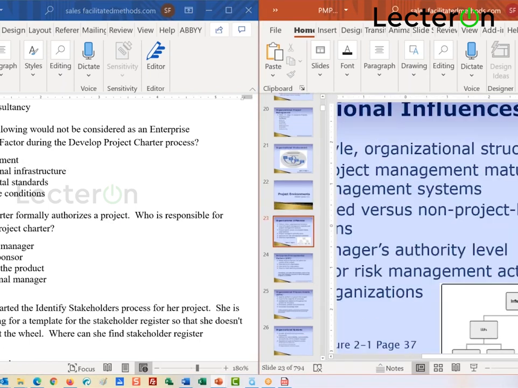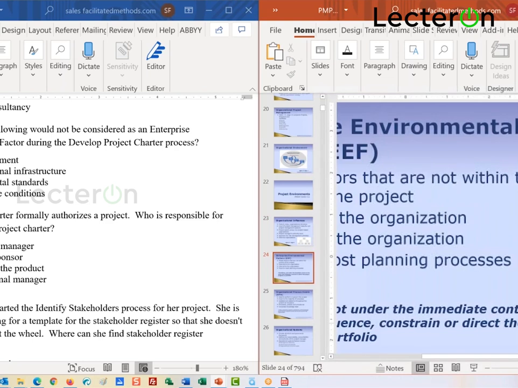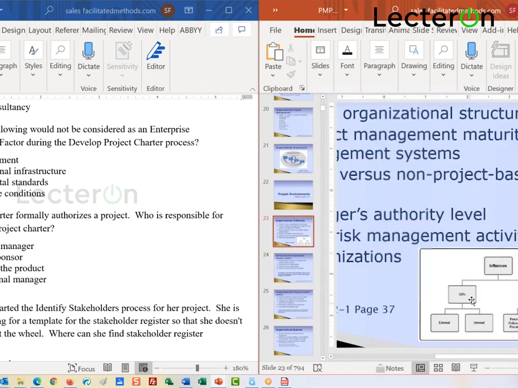Okay, remember this chart right here? Whoops, went too far. EEFs are external to your organization, like from the government, regulations, regulatory agencies. They can also be external to your project, but internal to the organization. So these would be constraints, these would be rules, these would be things like the infrastructure for that organization. That is internal EEF. These are external EEFs.